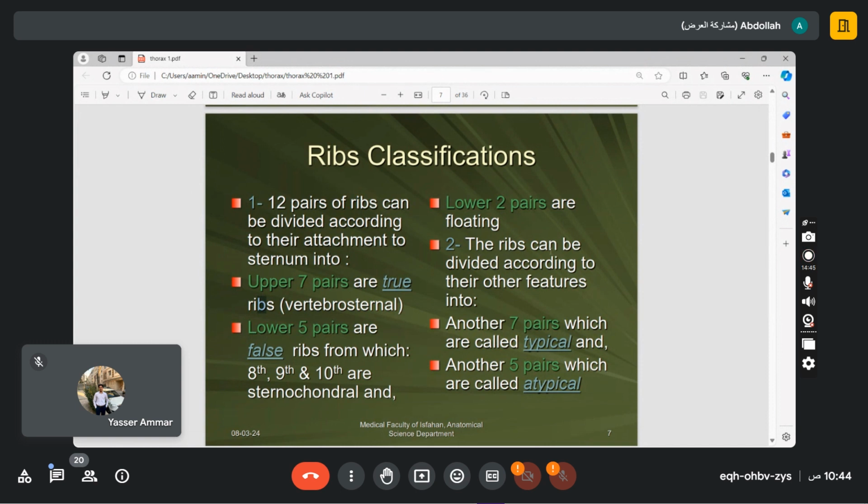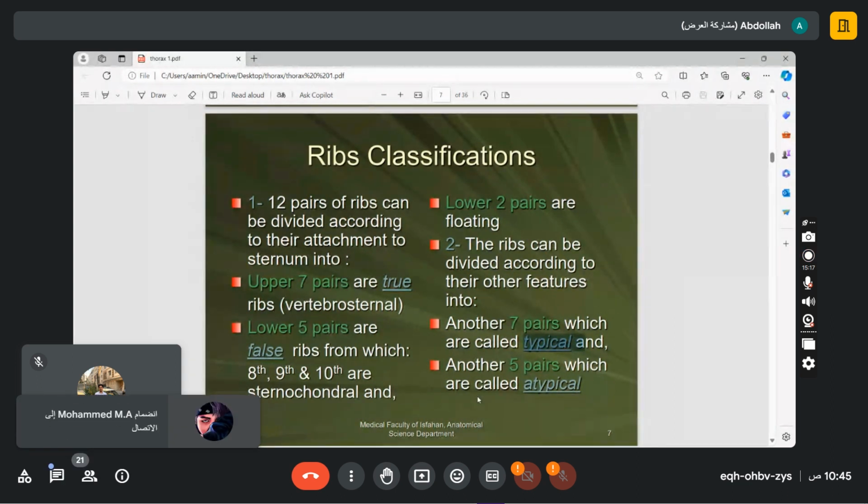The ribs can also be divided according to their features. I told you, typical and atypical. We classified ribs according to the joint, and according to the shape. According to the shape, they are typical and atypical. 7 pairs of the ribs are typical. Another 5 pairs are called atypical.